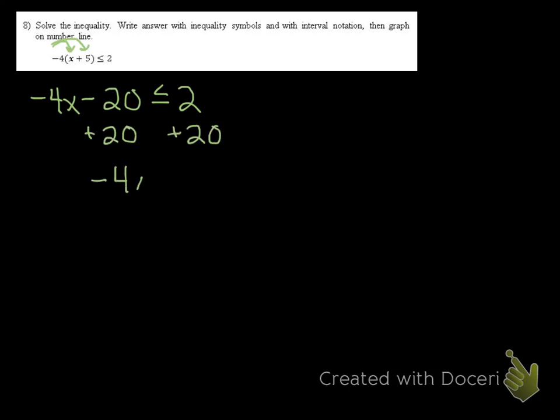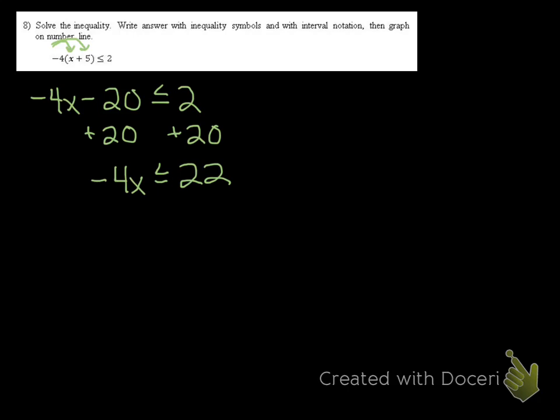On the next problem, we're asked to do the same thing, solve the inequality and write the solution with symbols and interval notation. In this case, our first step would be to distribute the -4 to the x and the 5. You could also divide both sides by -4. I just chose to do it this way instead. So that gives me -4x minus 20 is less than or equal to 2. Next thing I'm going to do is add 20 to both sides of the inequality sign. That gives me -4x is less than or equal to 22.